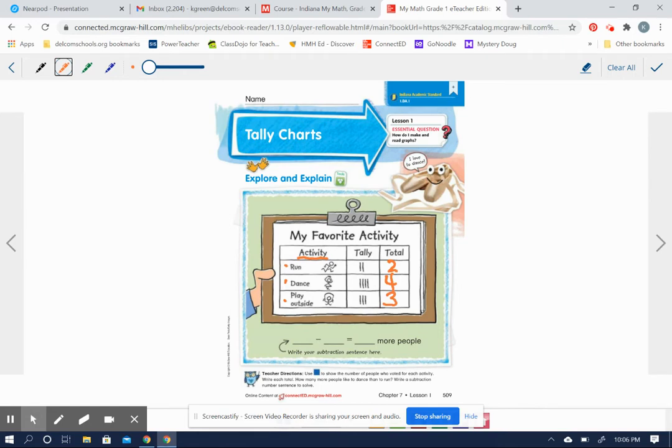Okay. So we are going to make a subtraction sentence here. It says down at the bottom, they want to know how many more people like to dance than to run. So we're comparing dancing to running. If we're comparing, that means they want to know how many more people chose dancing than running. So we're going to find the difference, because in a subtraction problem, that's what you do.